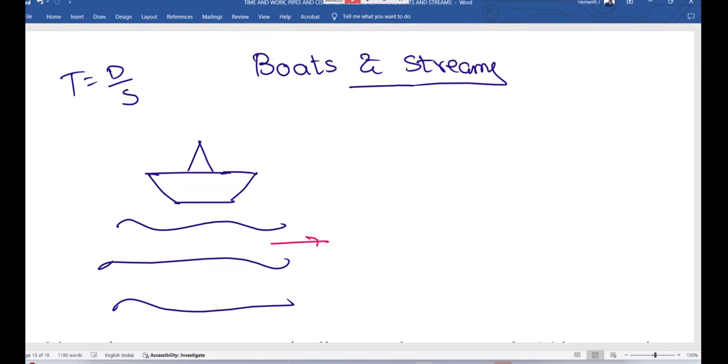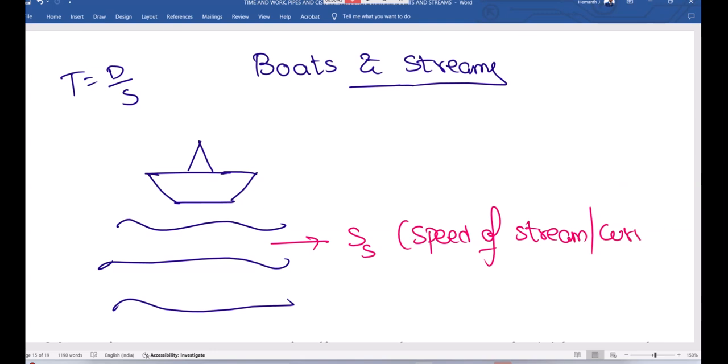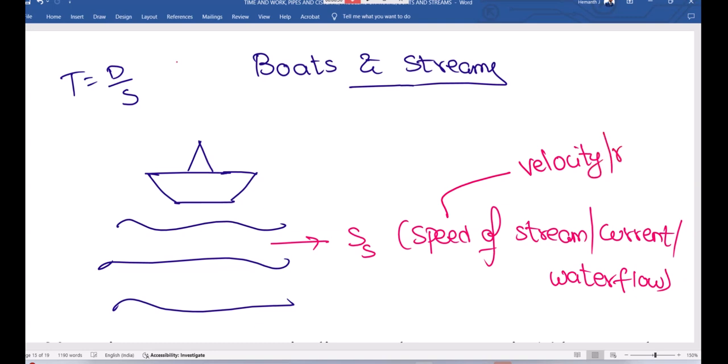Here, this is the speed of stream, nothing but the speed of water flow, speed of current. It is generally called the speed of stream or current or water flow. Very rarely in exams they use the word water flow, but they use the words stream or current. Or instead of speed, they'll say velocity or rate also. Rate of stream is nothing but the speed of stream. Rate of current is nothing but the speed of stream only. So velocity or rate, all same things.